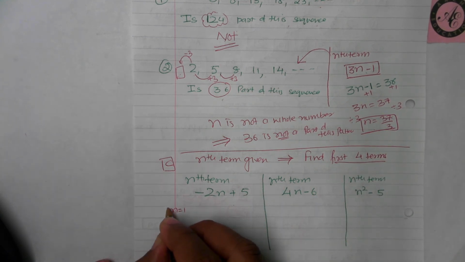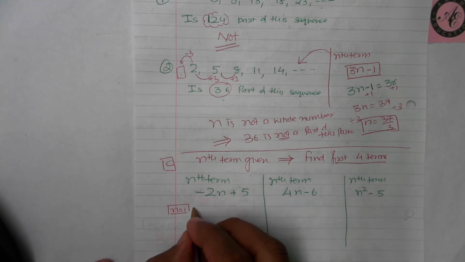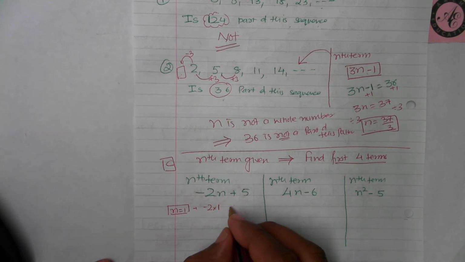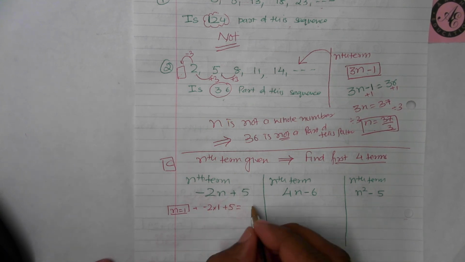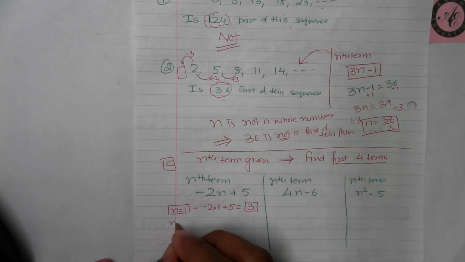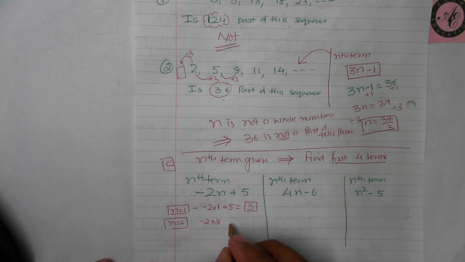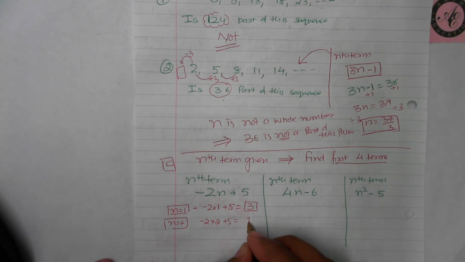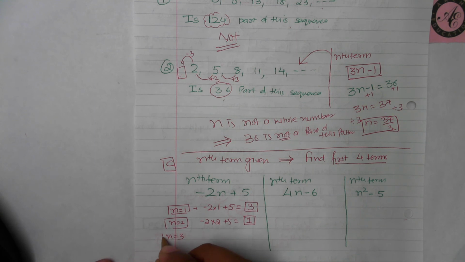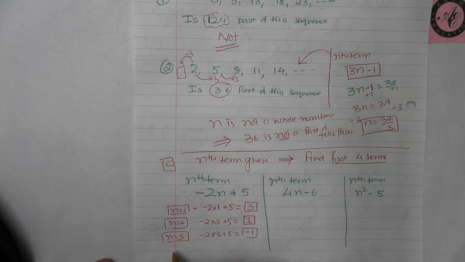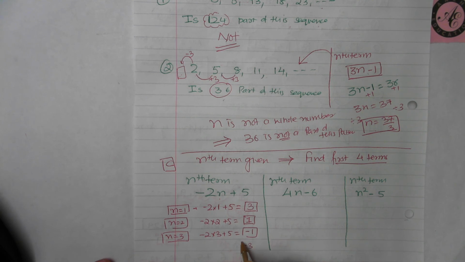Okay, guys, what does that mean? I'm going to be substituting n equals 1 for the first term. That gives me -2 times 1. I did say there's no sign between a number and a letter. That means they are multiplied. Add 5. So it's -2 add 5. The answer is 3. n equals 2, I get -2 times 2. I just substitute n by 2 this time. Add 5. I get 1. So n equals 3, the third term, -6 add 5 equals -1. Similarly, the fourth term would be -3.